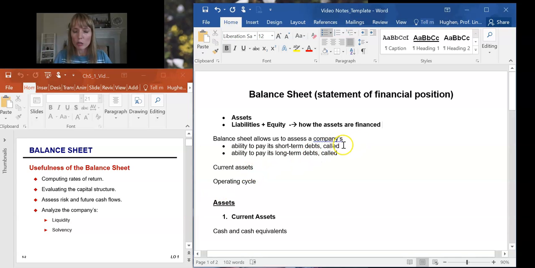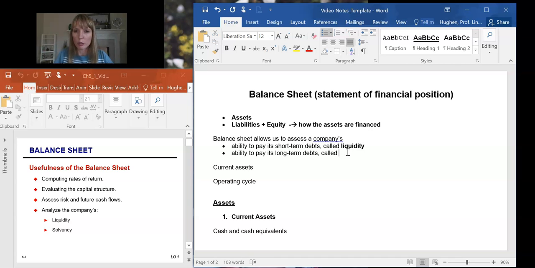The balance sheet, particularly this liabilities and equity section, is also used to help investors or any other financial users, such as creditors, determine or assess a company's ability to pay its short-term debts. And that ability to pay your short-term bills as they become due is called liquidity.